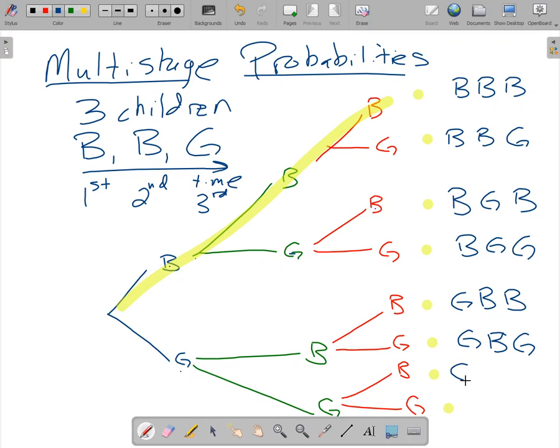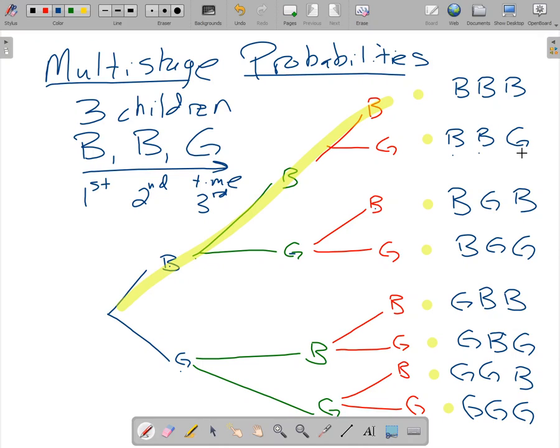Girl, girl, boy. And girl, girl, girl. Another thing to consider is, does order matter? So, for example, I have boy, boy, girl, that second one, which is the way my family turned out.